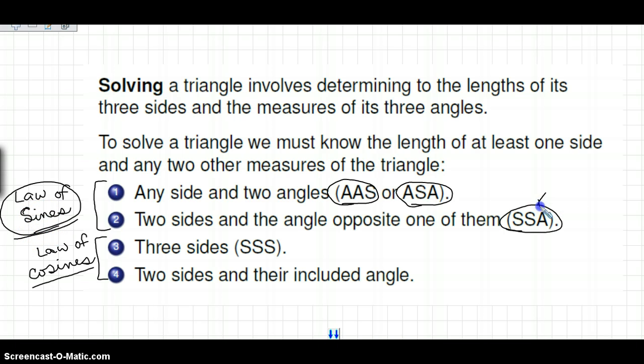This one we haven't covered yet, and you have not had an example of this yet, the side-side-angle. The angle in this case is not the included angle, and you're given two of the sides. This is the ambiguous case. So, let me show you why it's called the ambiguous case.